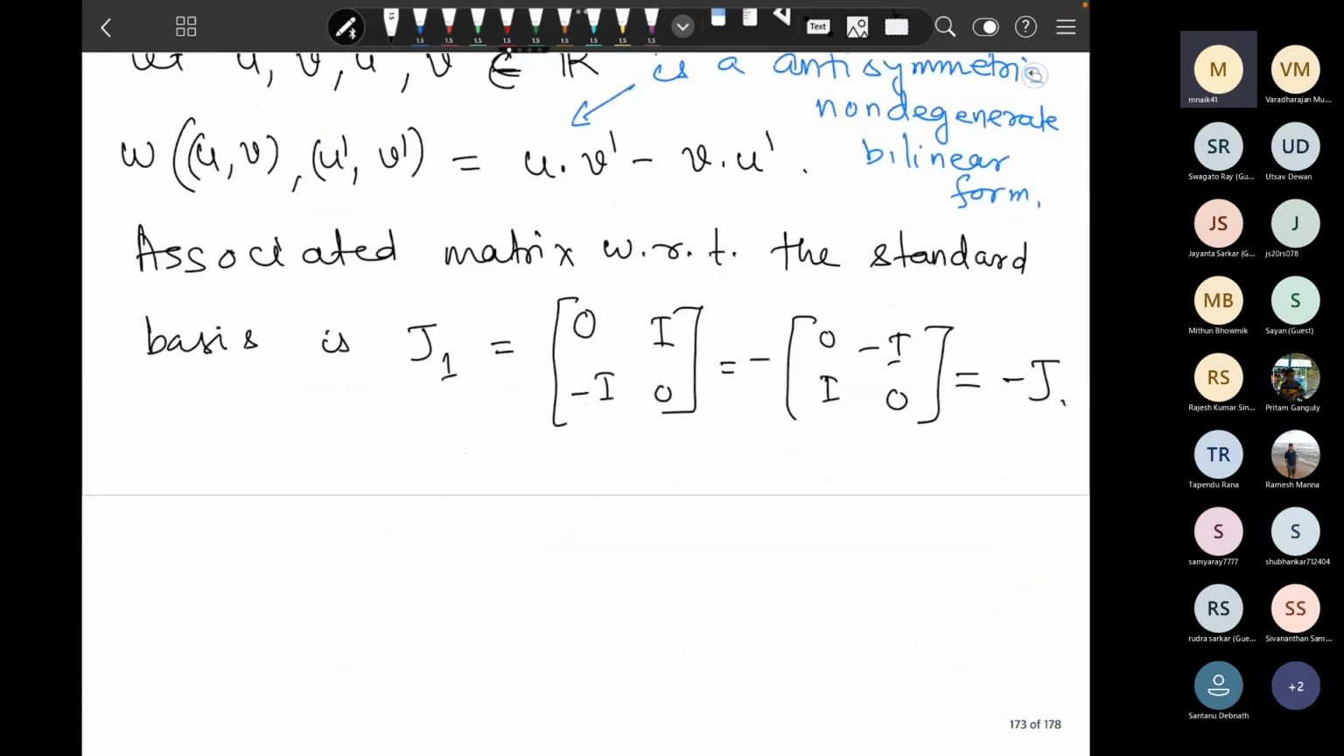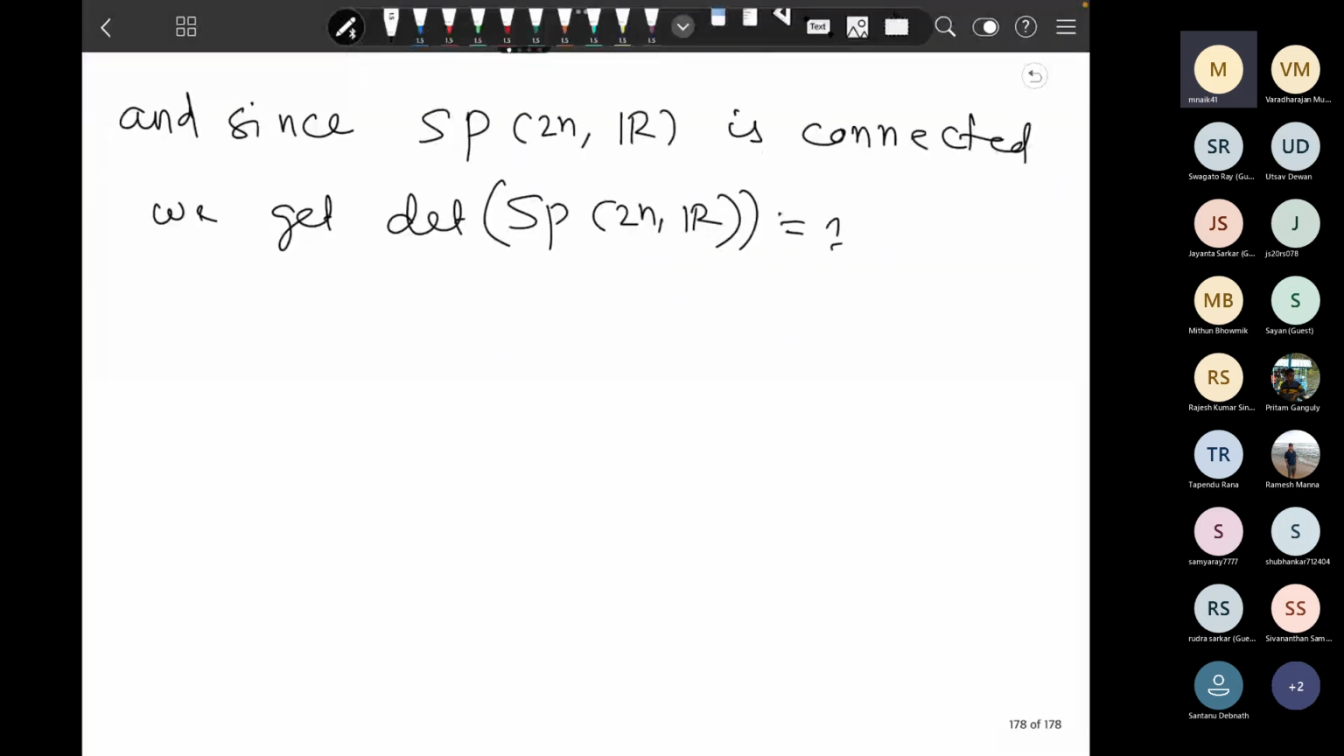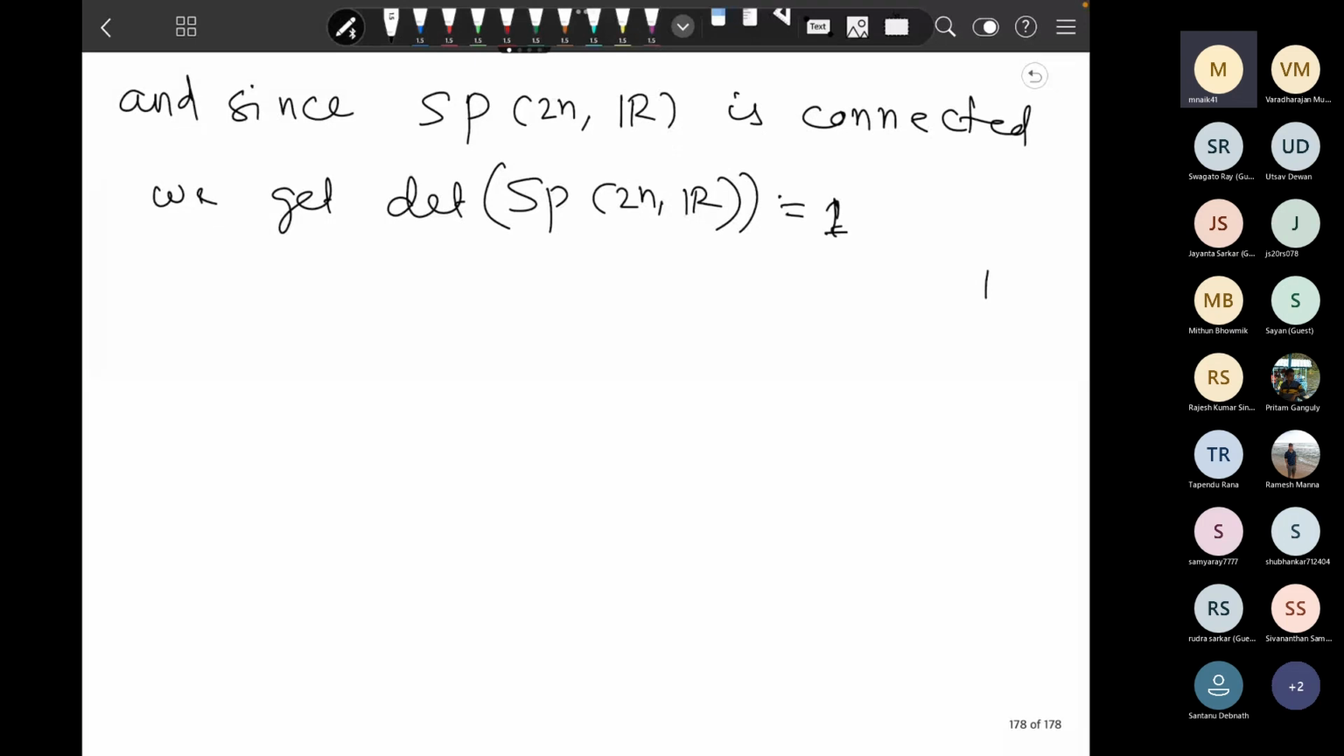Okay, SP(p,q) also, I have not shown that. I have not told you. Let us write that. So this finishes SP2n(R). Now, SP(p,q) is really what? This is T belongs to M.